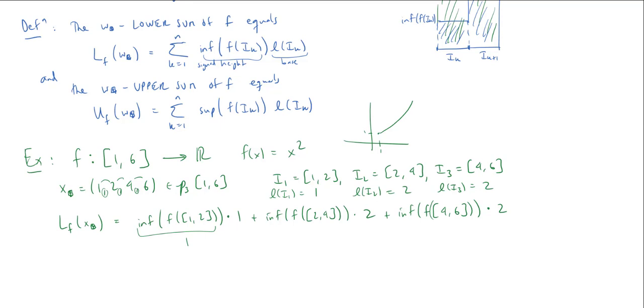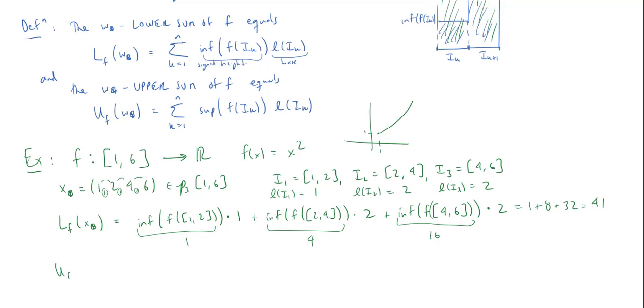Over here, the left endpoint is 2. 2 squared is 4. So the infimum is 4. And over here, the left endpoint is 4. 4 squared is 16. So in total, I have 1 plus 8 plus 32, which is equal to 41. So there's our lower sum for f.